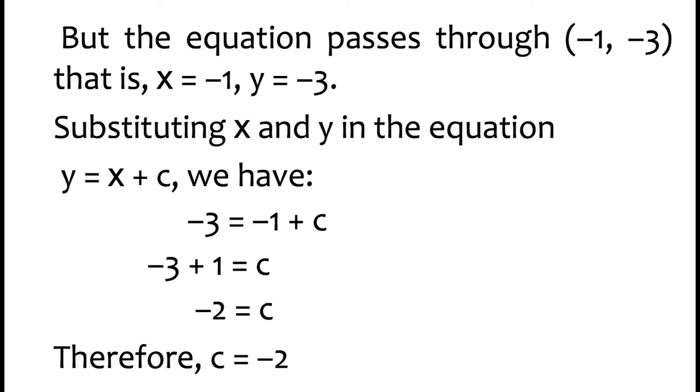So substituting the values of x and y in the equation, we'll have -3, which is y, equals -1, which is x, plus c. Collecting like terms to make c the subject of the formula, -3 plus 1 becomes c. And our c will be -2, because -3 plus 1 is -2. So our constant in this case will be -2.